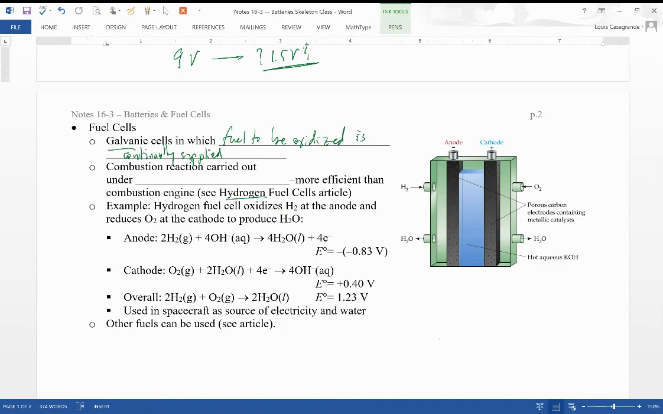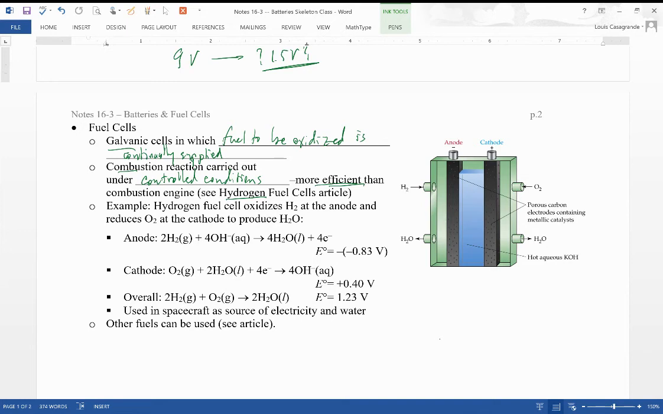In this fuel cell, you have a combustion reaction, but it's carried out under controlled conditions. And these controlled conditions, things like lower temperature, that's important, make it more efficient than the combustion engine. And you're going to read the attached hydrogen fuel cells article where they'll explain a little bit more about that.